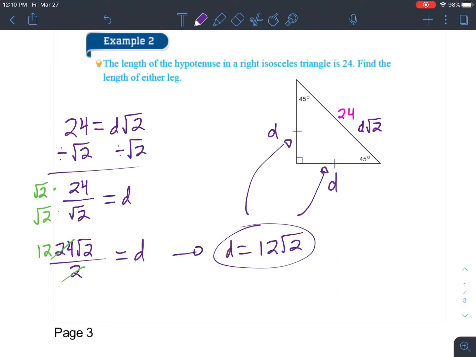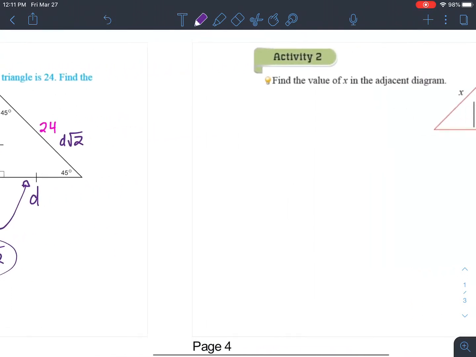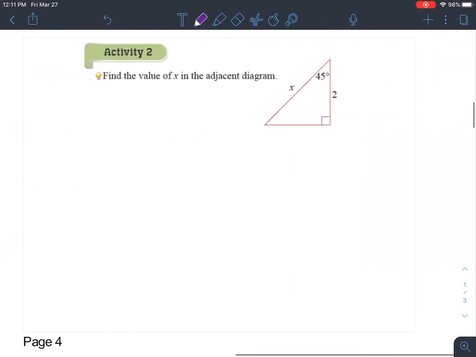And there you go. So what I want you to do then, you are supposed to find the value of x in this picture. Remember what values you're supposed to use for the three sides. Pause the video, and then when you are done, I will demonstrate how to solve it.